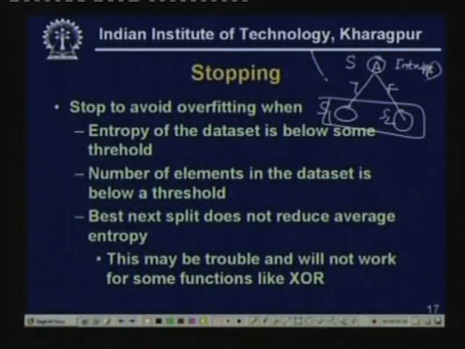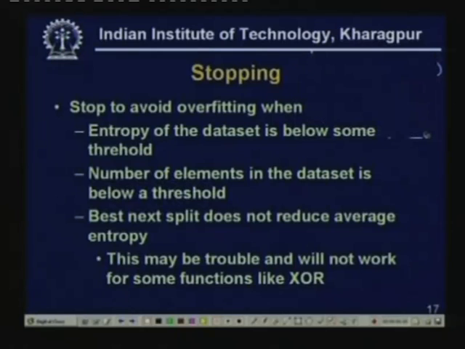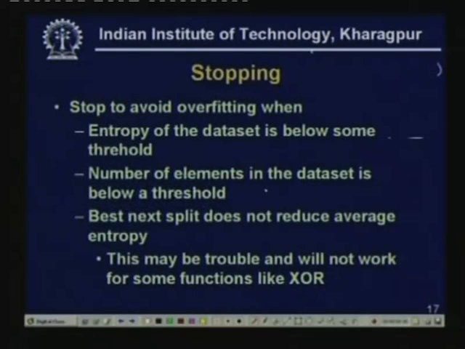Secondly, we can stop growing the tree when the number of elements in the data set is below a threshold. So, if our S contains only 3 or 4 data items, we do not want to keep dividing the tree. Only if S is large do we consider growing the tree. So, when S is small, we stop. When entropy is low, we stop.